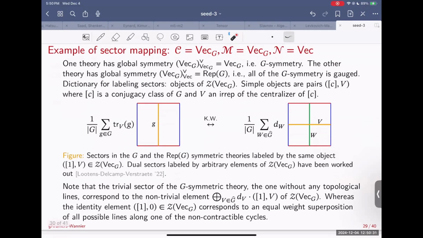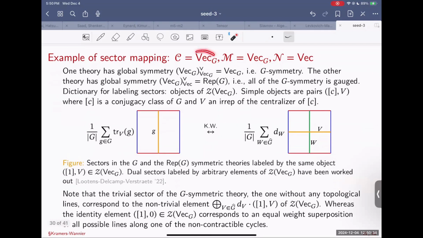Okay, so let me just give an example of how these sectors are mapped. For example, if we take as input category Vec G, and we consider two module categories, Vec G and Vec, then on one side we are considering a theory with global symmetry given by G, and on the other side, a theory whose global symmetry is given by Rep G. The key to finding a map between sectors is to notice that the sectors of both theories are labeled by the Drinfeld center of Vec G. Elements of the Drinfeld center of Vec G are pairs (C, V), where C is a conjugacy class of G and V is an irreducible representation of the centralizer of this conjugacy class.